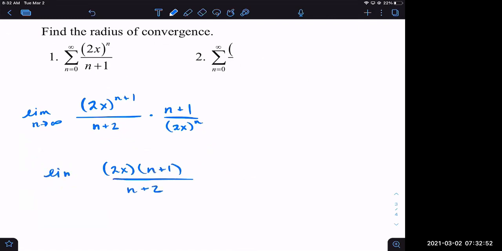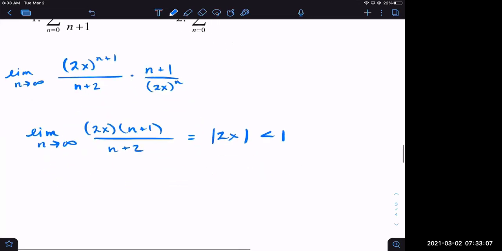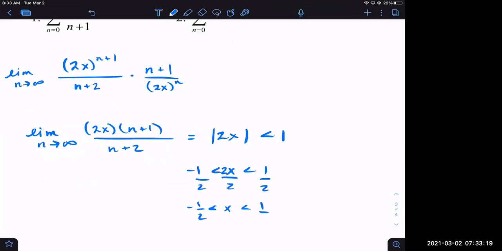What is the limit of this as n goes to infinity? 2x. Are you guys all right with that? Remember, you have to throw absolute value bars around that. So this will converge if the absolute value of 2x is less than 1. I'm going to do basically the same thing. I'm going to say 2x has to be sandwiched in between -1 and +1. Divide by 2, and I would get x is between -0.5 and +0.5.